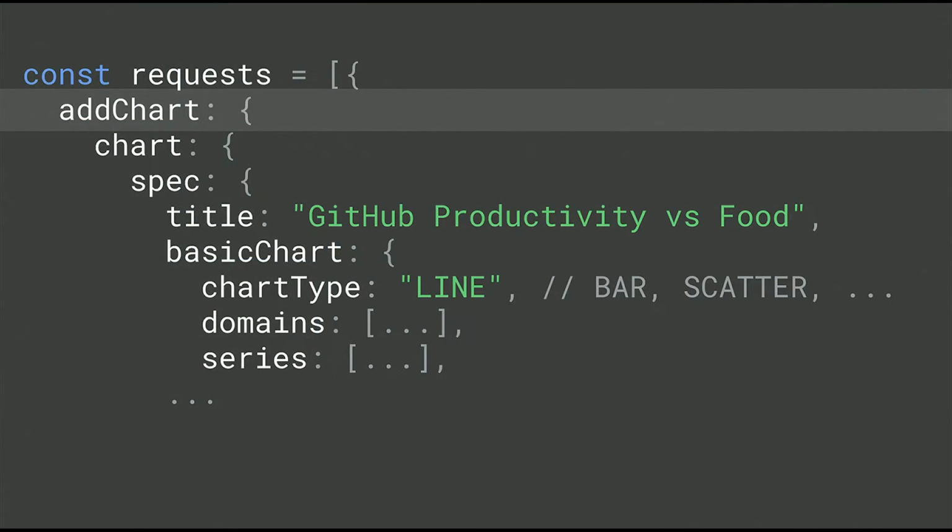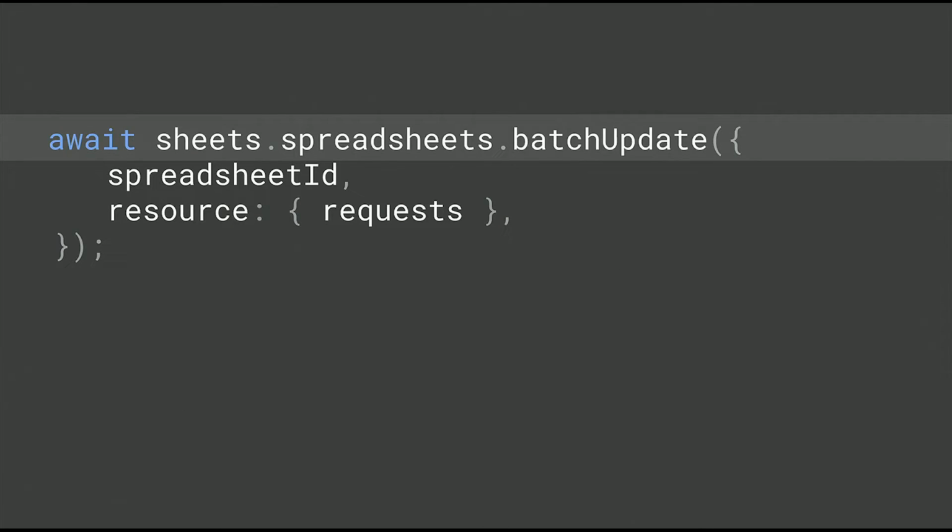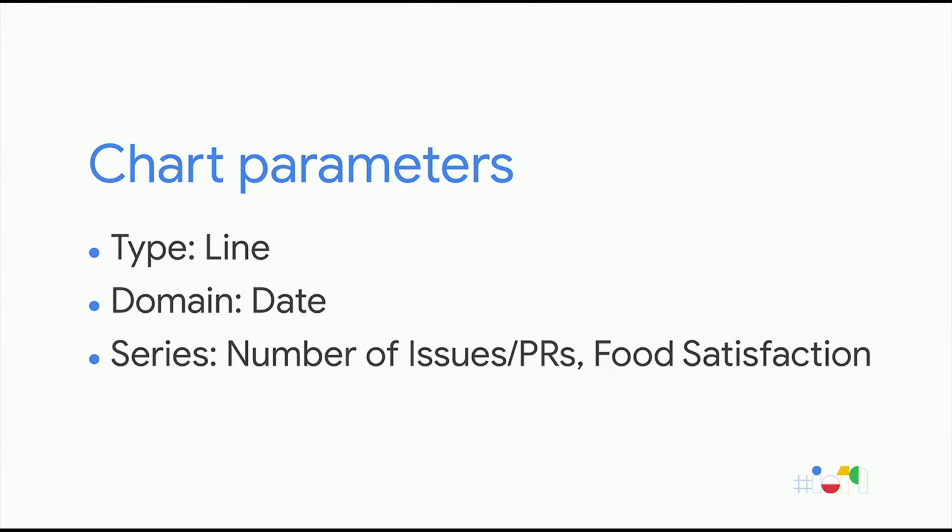So if we want to create a chart, we have to create an add chart request. This add chart request has a chart, and we have to pass in the specification for the chart. Once we've built our request, then we're using our friend batch update to send this add chart request. A few chart parameters I want to point out here. One thing you have to specify is the type. So we are creating a line chart.